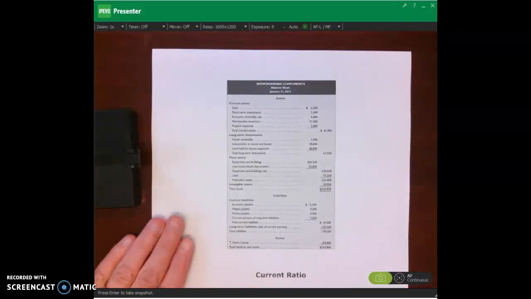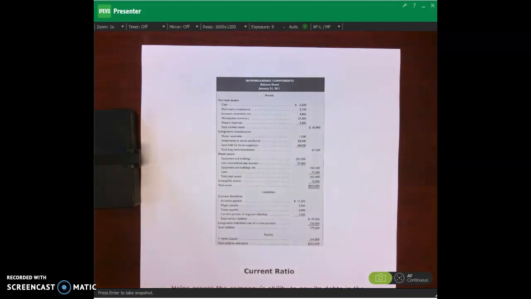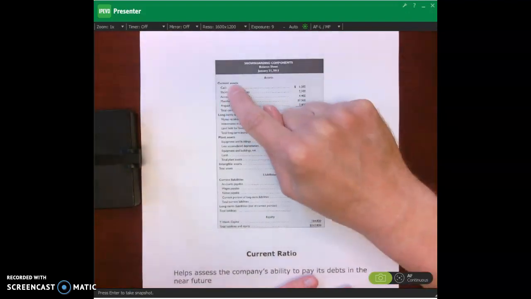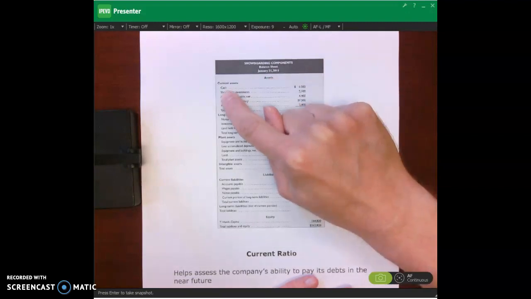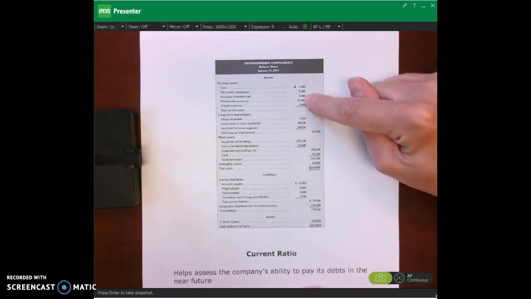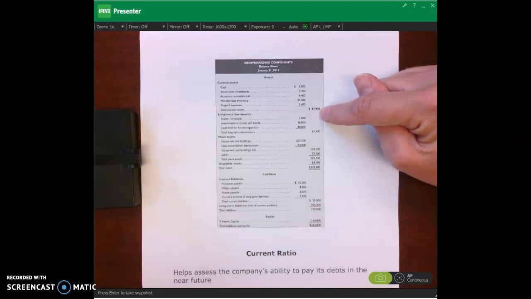So if we look at this example right over here, this is our example of a classified balance sheet. We see that we have our assets first as our header, and we have our current assets. We show cash at $6,500, short-term investments $2,100, accounts receivable net $4,400, merchandise inventory $27,500, prepaid expenses at $2,400, gives us our total current assets of $42,900.